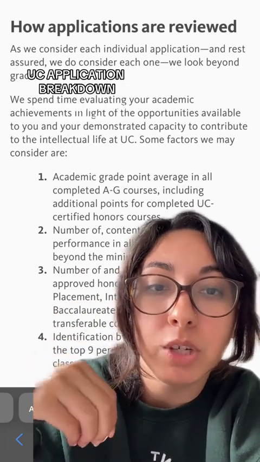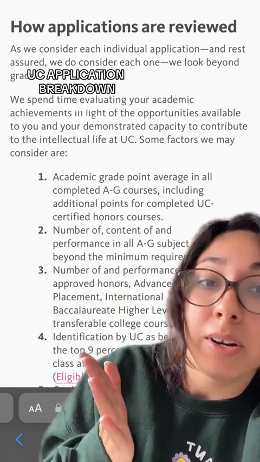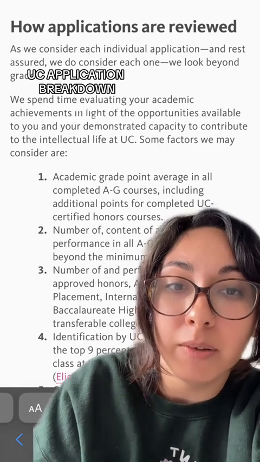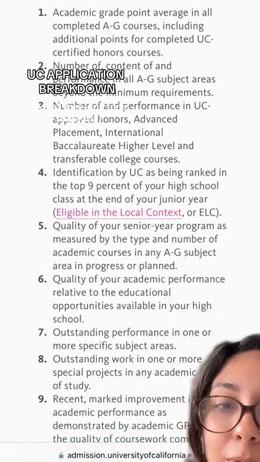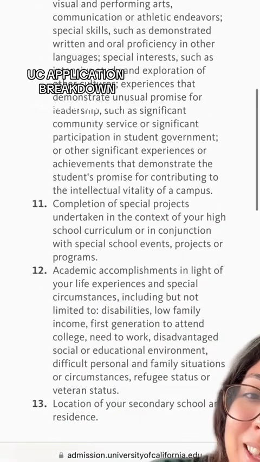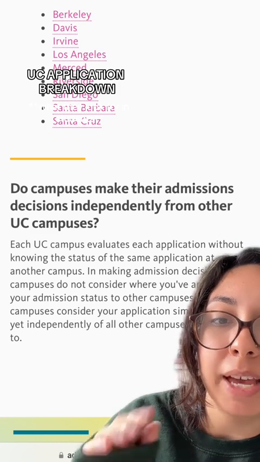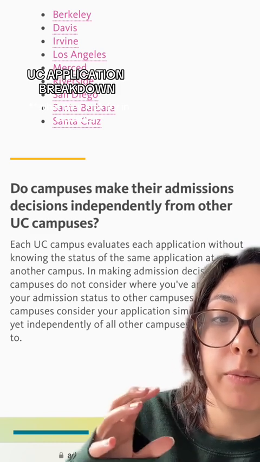So if you have a low GPA, and you stick out in other areas, that could compensate for your low GPA and you could still be a highly qualified applicant. These are the other ones, I'll move them so you could screenshot them. Just kidding, there's like 13. Wow, that's a lot. Another frequently asked question is if UCs independently make their decisions or if one decision from one UC can affect the other.